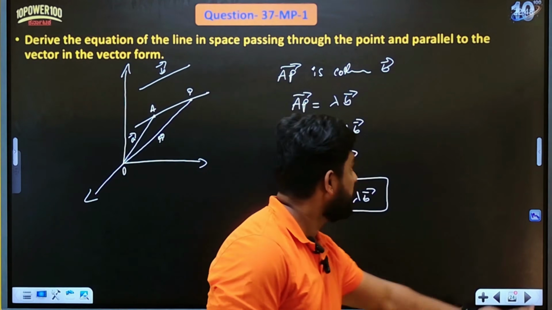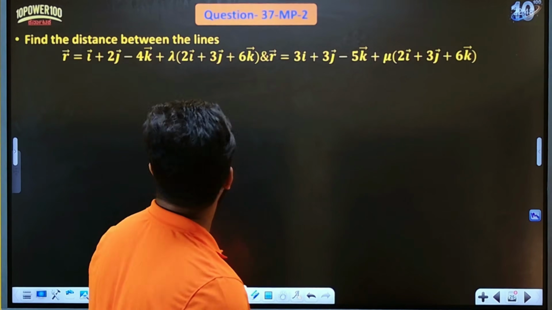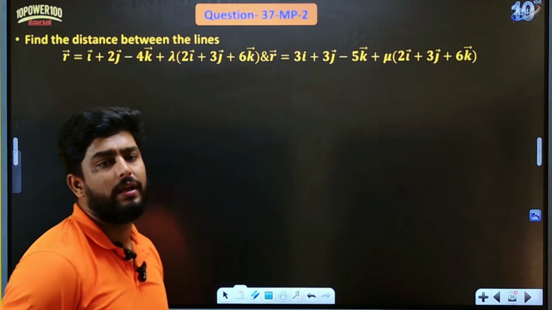Okay, next one. So next one, distance between two skew lines.